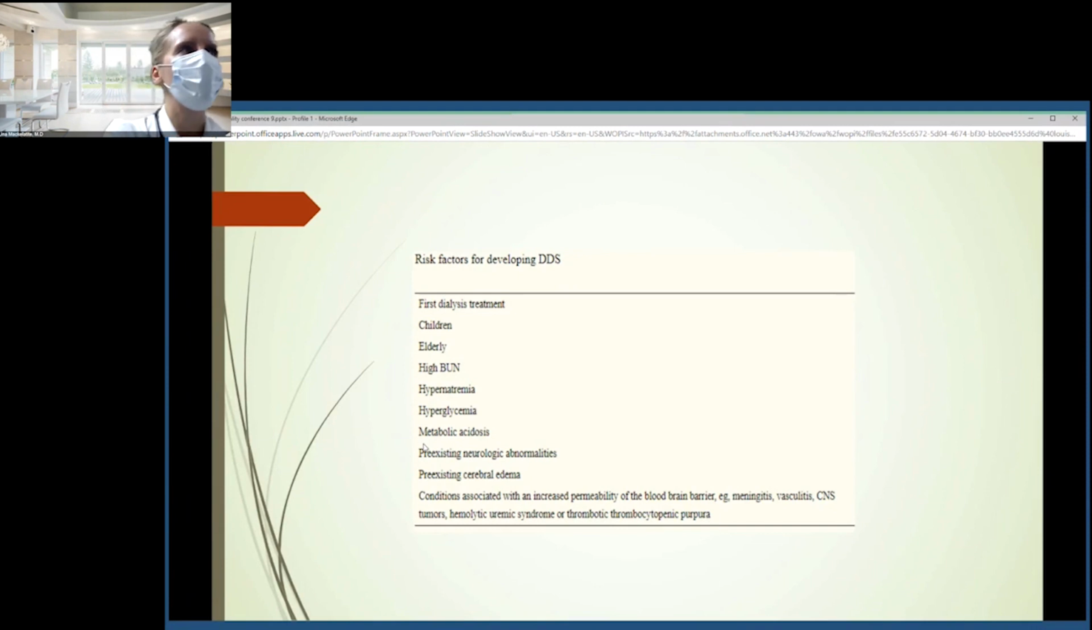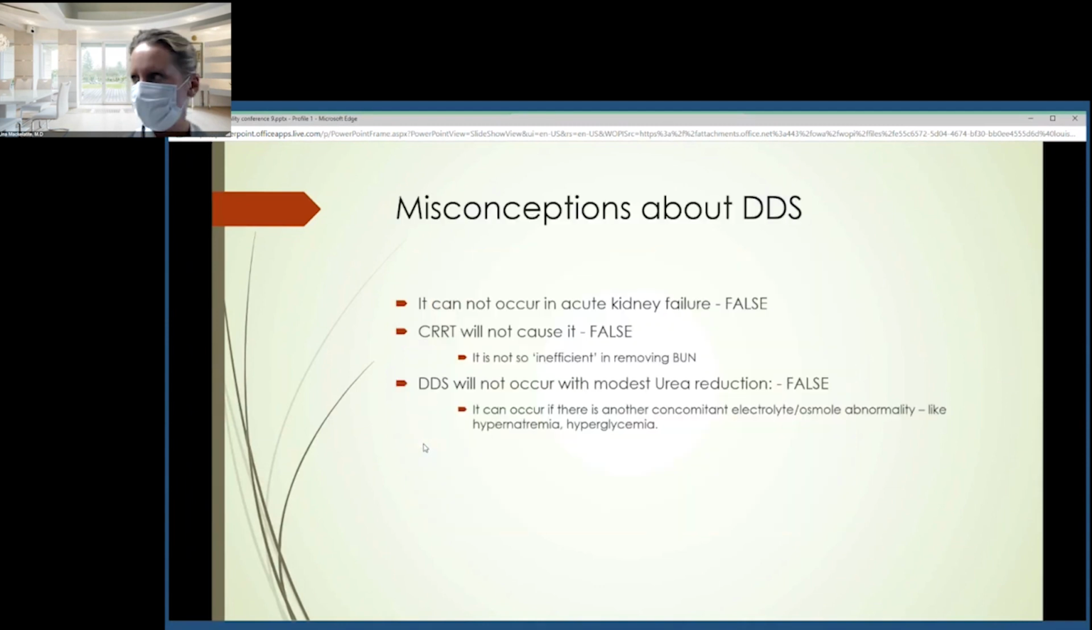Of course, if somebody has pre-existing neurological problems, they have little brain reserve. And some conditions increase permeability of the blood-brain barrier, like meningitis, vasculitis, tumors, HUS, TTP. Now some misconceptions about DDS. Some people think that it cannot occur in acute kidney failure, that it only occurs if somebody has chronic renal failure, which is totally not true.